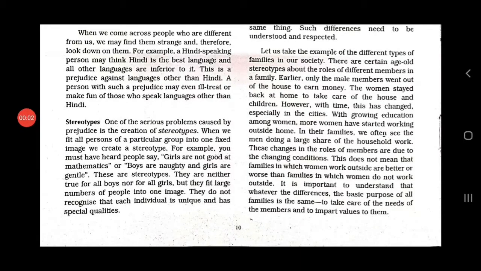Now, what is stereotype, children? One of the serious problems caused by prejudice is the creation of stereotypes. Now, if you have understood the term prejudice, understanding this term will be very easy. Here they are telling that prejudice gives rise to stereotype. How? When we fit all persons of a particular group into one fixed image, when we are fitting these persons, who are belonging to a particular group, into a fixed image, then we are creating a stereotype. How? We will see through an example.